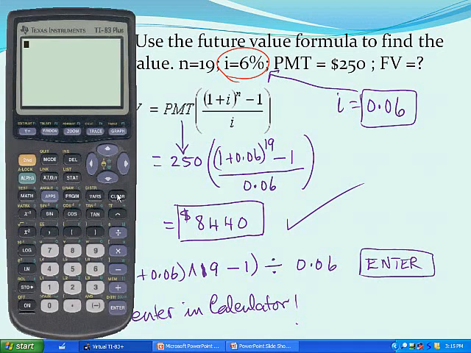Let's see how we can enter this in the calculator. 250 multiplied with, now we need to use a parenthesis, one more parenthesis, 1 plus 0.06 to the power 19, then minus 1. So that will be the entire numerator. We need to close the parenthesis one more time, divide by 0.06. So we get the answer to be 8,440, rounded to 2 decimals.